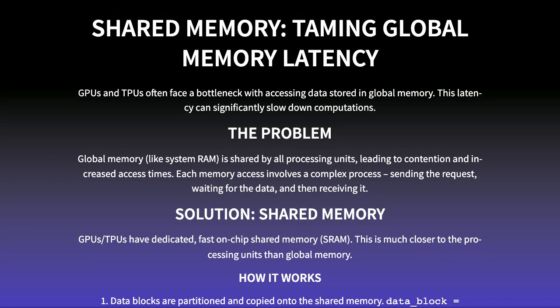Let's talk about a clever trick to speed up GPU and TPU computations: shared memory. The main problem we face is that global memory, the RAM your computer uses, can be slow. It's like everyone trying to use the same hallway at once. Shared memory is in the chip itself, much closer to the processing units. By copying data blocks onto this fast local storage, we drastically reduce the time it takes to access those crucial pieces of information, boosting performance and allowing us to do more in less time. Think of it as having a personal stash of important ingredients for each shift.